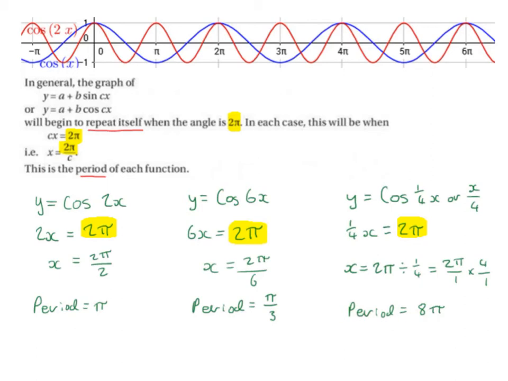So to summarise, whatever number is stuck on in front of the x, whether it's sine or cos, whatever is in place of the c, we let the cx equal to 2 pi, and then we solve for x. So basically we just divide by the number that is stuck on in front of the x. We divide 2 pi by that number, and that will give us the period.